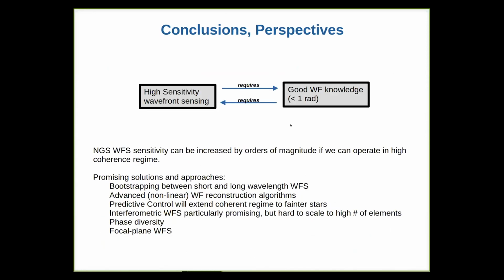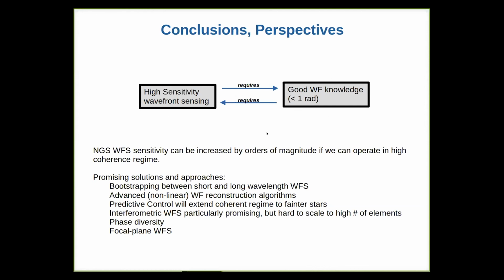And so my conclusion slide is here. I think this cartoon really illustrates the challenge in front of us to have high sensitivity wavefront sensing. We need a good wavefront sensor, good wavefront knowledge. But to get good wavefront knowledge, we also need high sensitivity wavefront sensing. It's the sort of the rich get richer and the poor get poorer kind of situation. We're stuck in this loop.